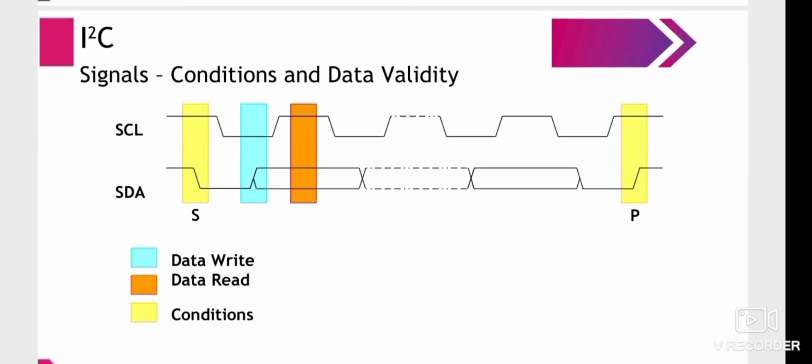Signals, condition and data validity. It represents the data write and data read conditions in the serial clock and serial data transmission.